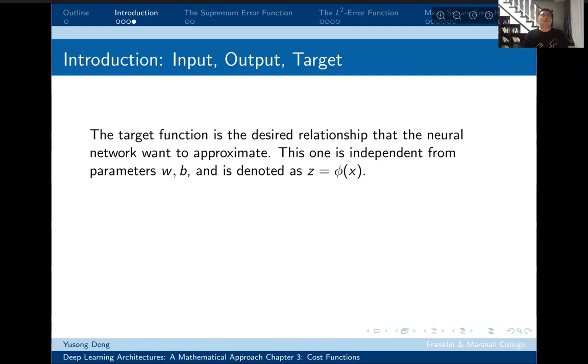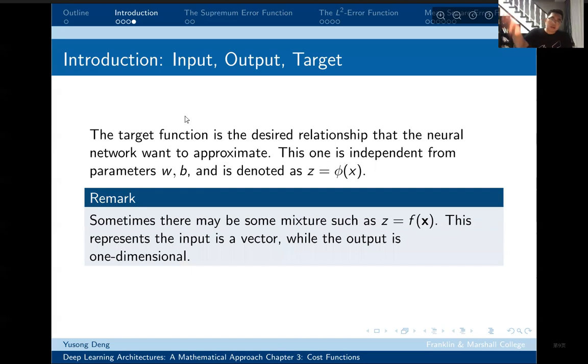So what is the target function? The target function is the desired relationship that the neural network wants to approximate. This is really clear. And this target function is independent from the parameters W and B, and it is denoted as phi(x), basically. So I know there is something, but I just don't know what it is.